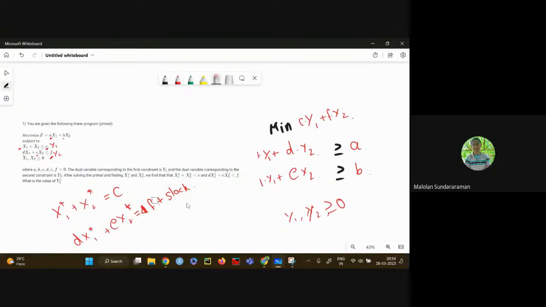Sorry, I put plus. It should be minus. Then it should be fine. Correct. Okay. So f minus that slack, then I will be able to completely consume the resource f by x1 and x2. With me so far? Yes.